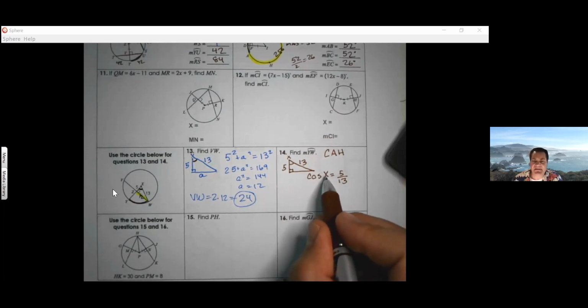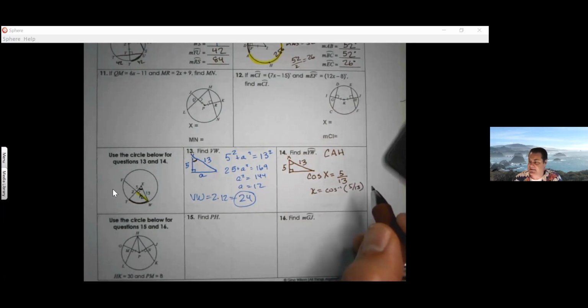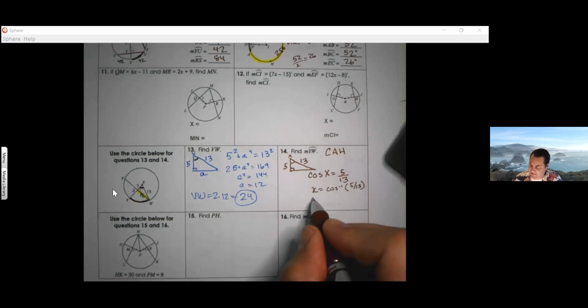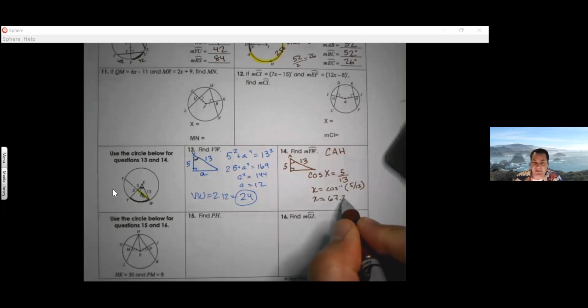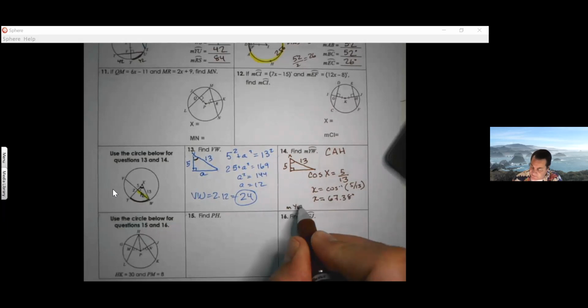And I want to solve for x. Right now it's being cosined, so I'm going to uncosine both sides. I'm going to get x is equal to the inverse cosine of 5/13. And if I just plug that into my calculator, I'm going to get that x is equal to 67.38 degrees. And since that central angle is that measure, I can surmise that the arc that meets it is also that measure. So the measure of YW is equal to 67.38.